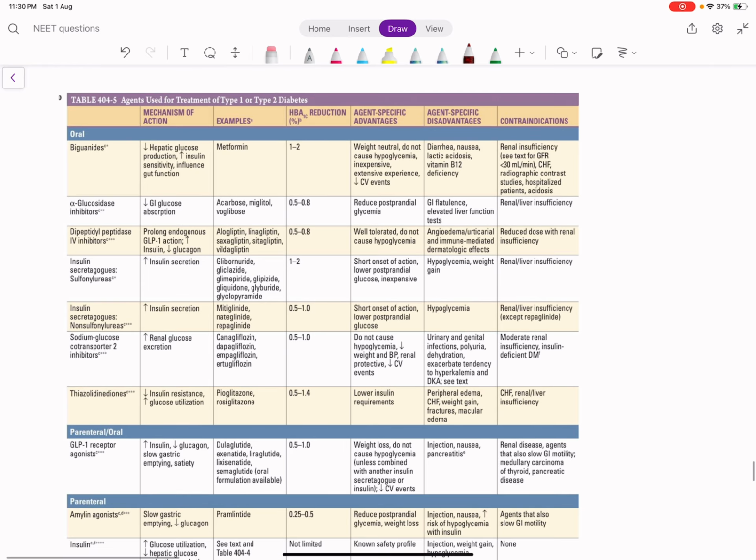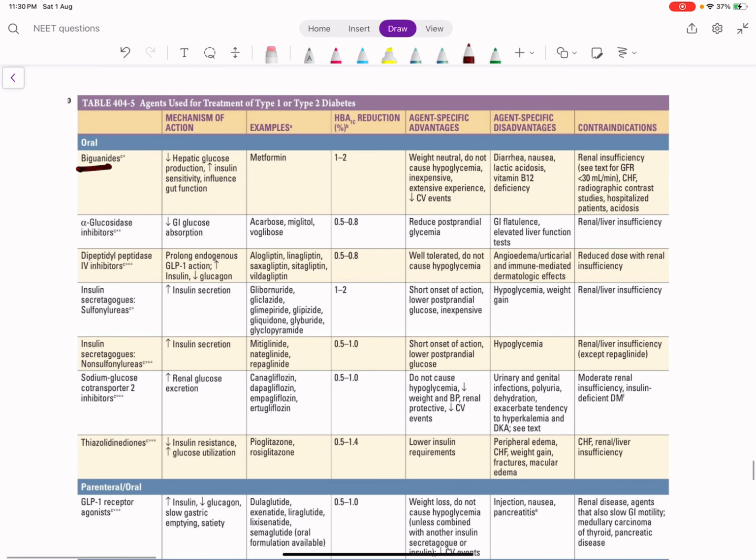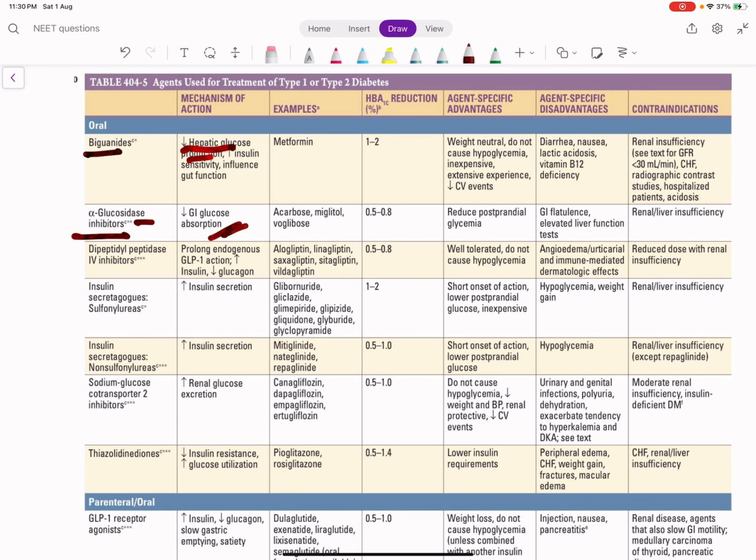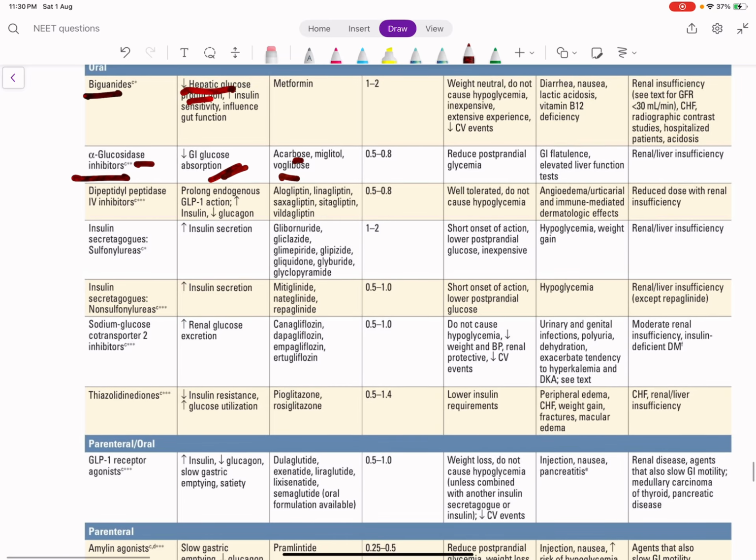So about the drugs, we know metformin is a biguanide. It decreases hepatic glucose production. That is its main mechanism. Alpha glucosidase inhibitors inhibit glucose absorption from the gut. So acarbose and voglibose are the two important drugs.